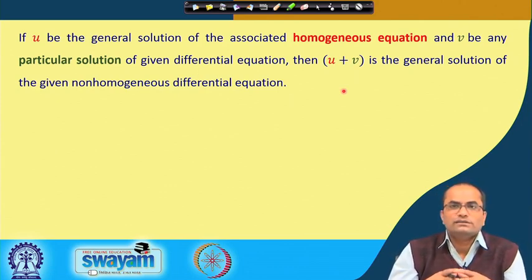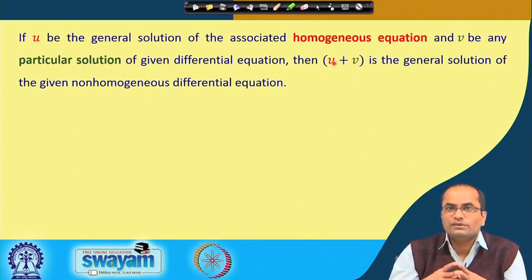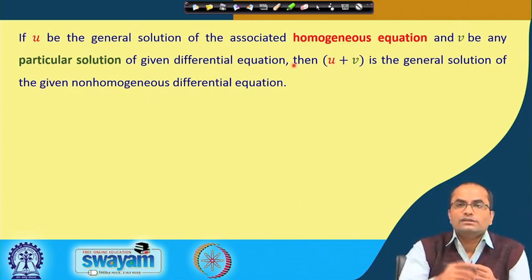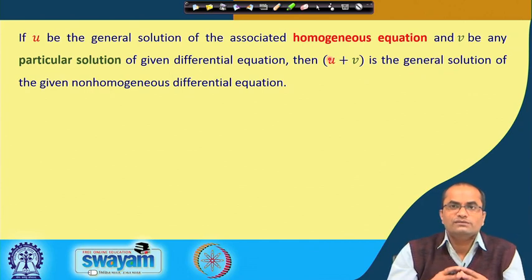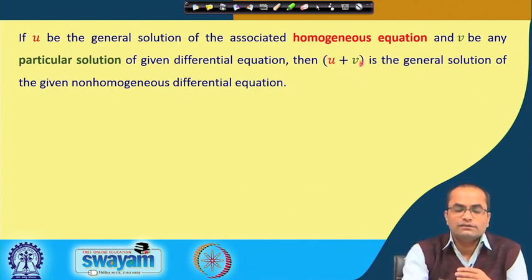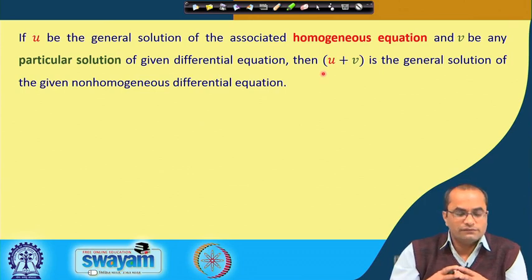How do we check that this is a general solution or not? This solution should have n arbitrary constants, and u itself has n arbitrary constants, and it should satisfy the given differential equation. So what we will check now to prove that this is a general solution is that u plus v satisfies the given differential equation. If it does, then naturally it has n arbitrary constants, because u itself has n arbitrary constants. So then this will be a general solution of the given differential equation.